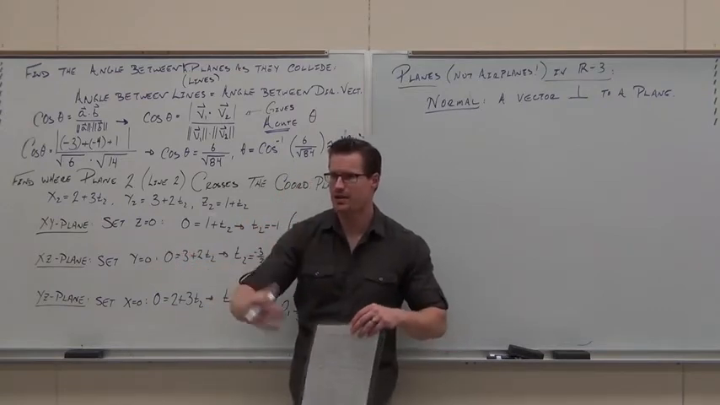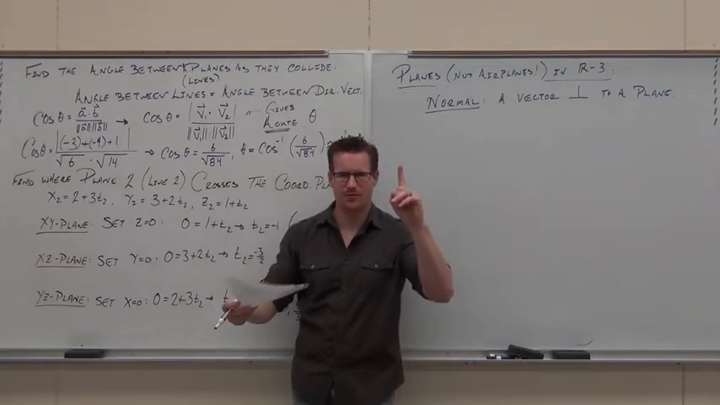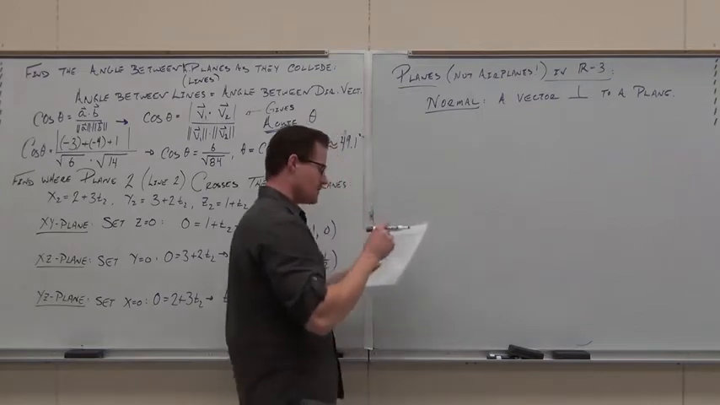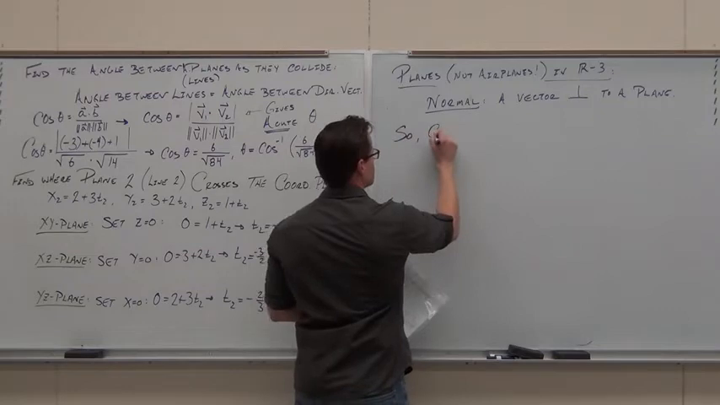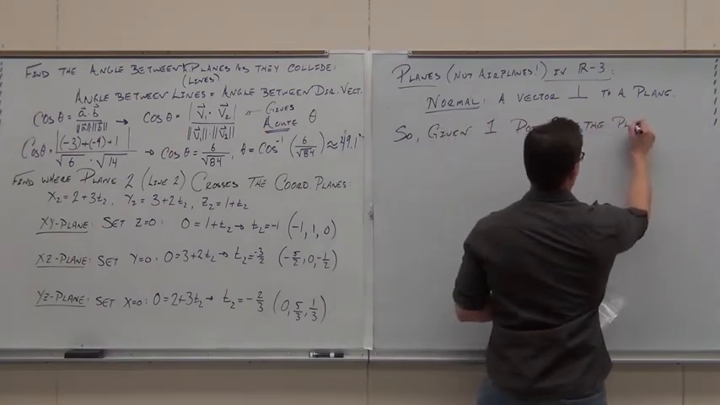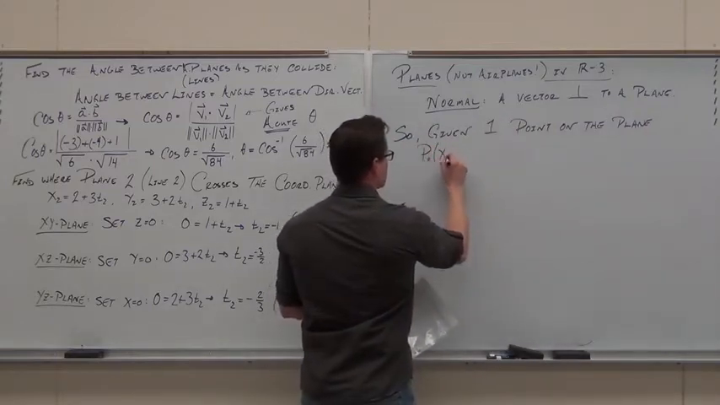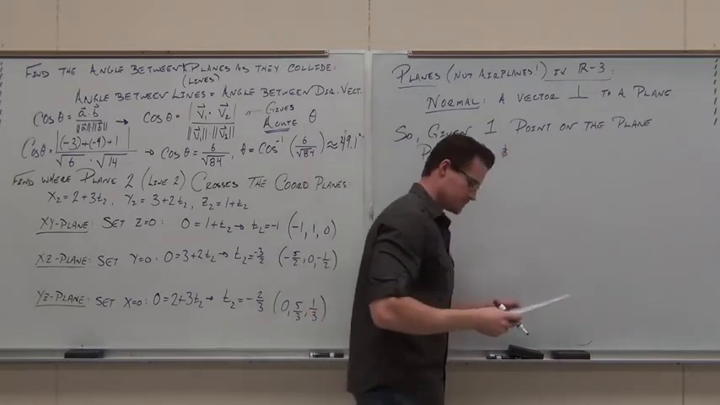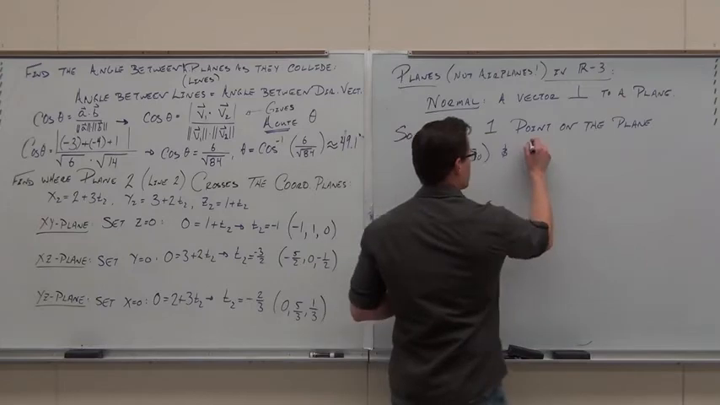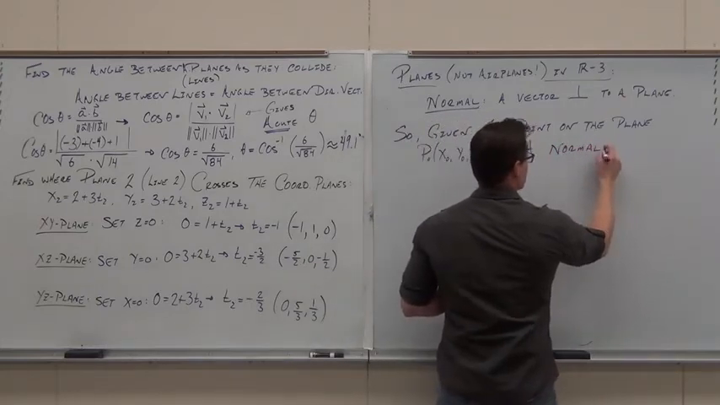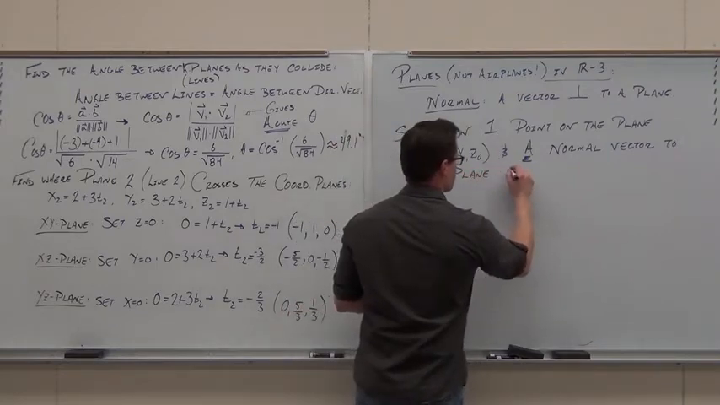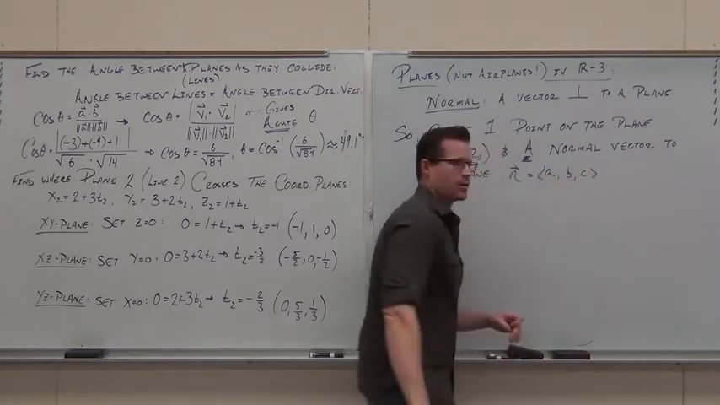Now, we don't need a unit normal, but I'm trying to get you to understand that it doesn't matter. One normal vector is enough to define a plane. Do you understand what I'm talking about? Because all the other ones are just scalar multiples of it. You with me? So, given one point on a plane, and a normal vector to the plane, we can define a specific plane.